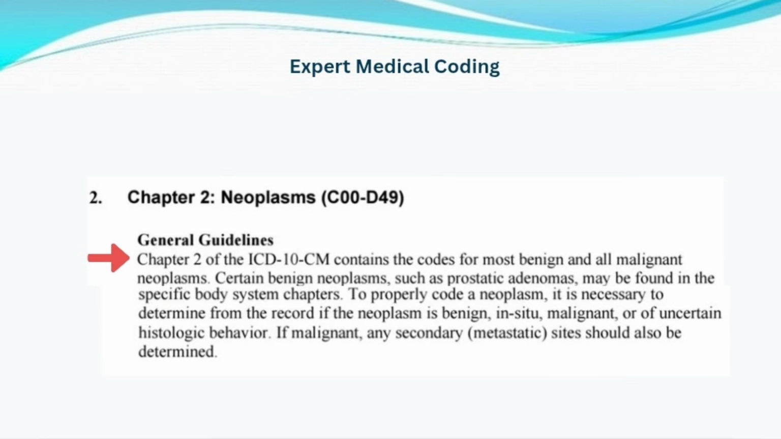Chapter 2 of the ICD-10-CM contains the codes for most benign and all malignant neoplasms. Certain benign neoplasms such as prostatic adenomas may be found in the specific body system chapters. To properly code a neoplasm, it is necessary to determine from the record if the neoplasm is benign, in situ, malignant, or of uncertain histological behavior. If malignant, any secondary metastatic sites should also be determined. Now that we have read the guideline, let's break it down and understand it clearly.